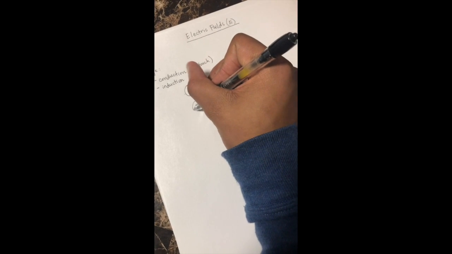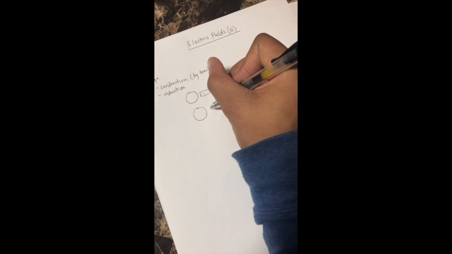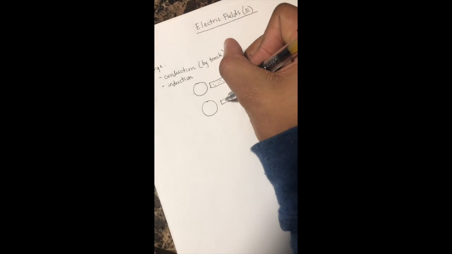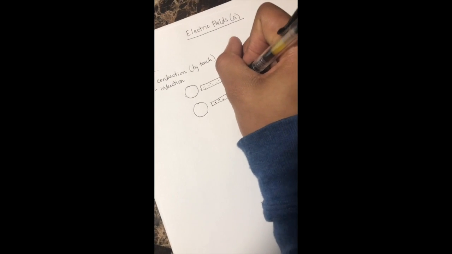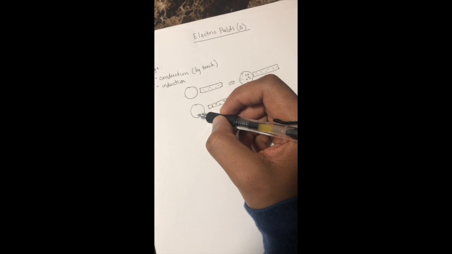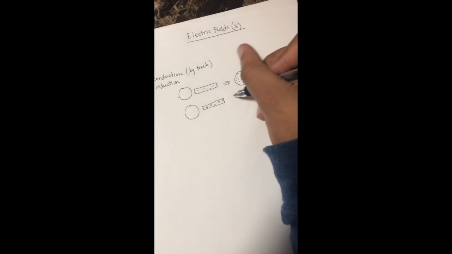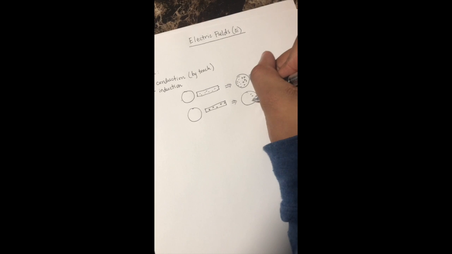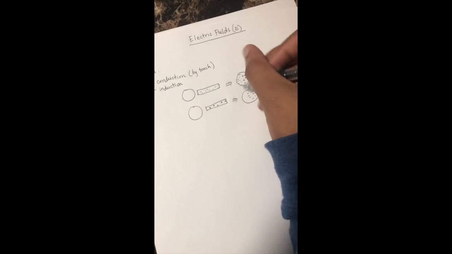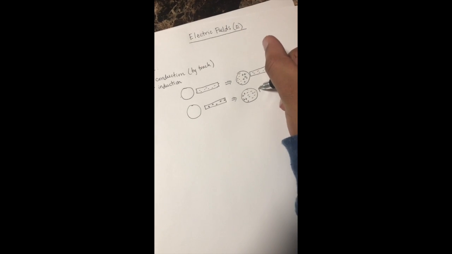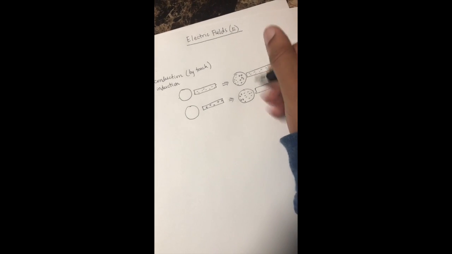Likewise, if you have a positively charged object, all the electrons are going to flow towards the positive. So now all your electrons are going to be over here in the neutral object, and all the positive is going to be over here. That's if we have a positive rod.